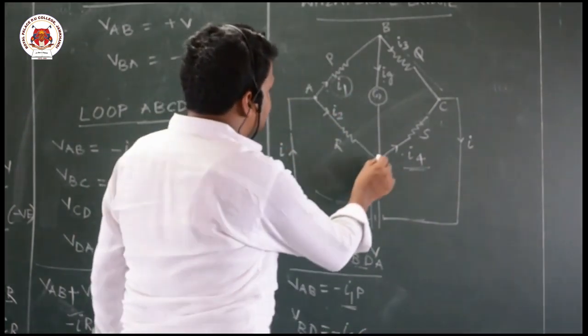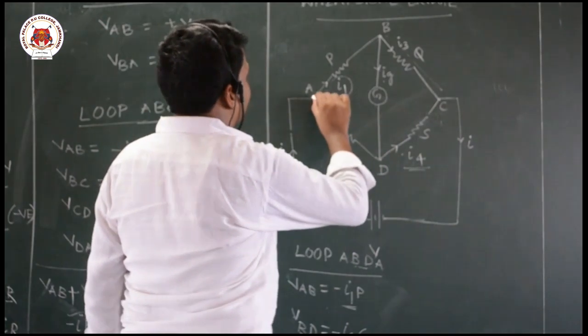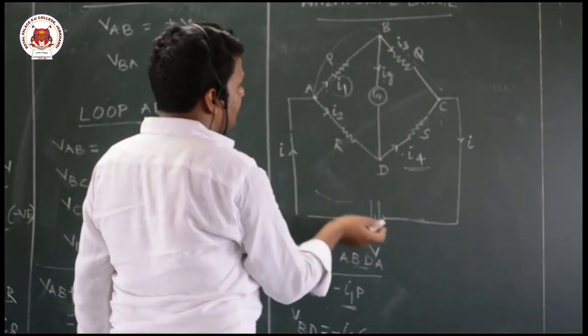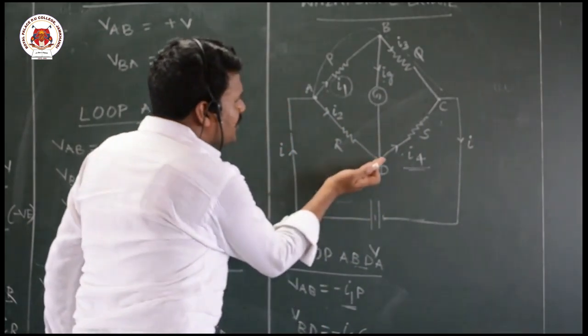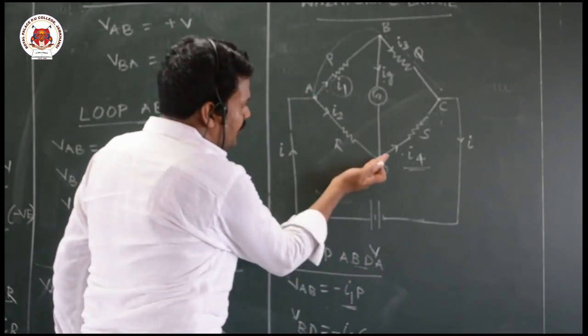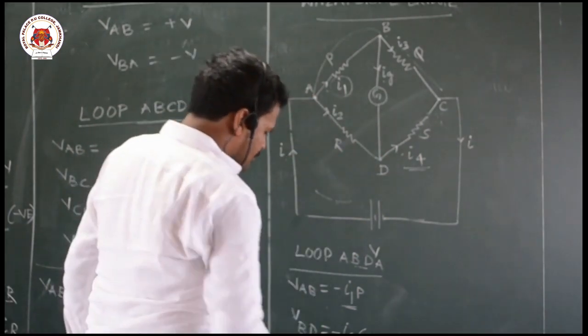Next, the potential difference across D to A. You start from here, reach B, then reach D, then again D to A. When you are going from D to A, observe carefully: the current is from A to D, but you are moving from D to A. So what will you get?